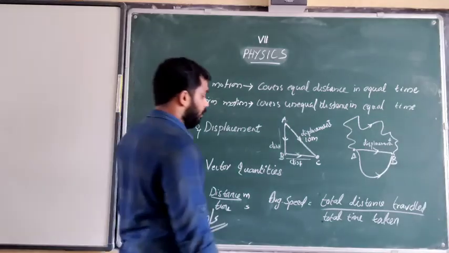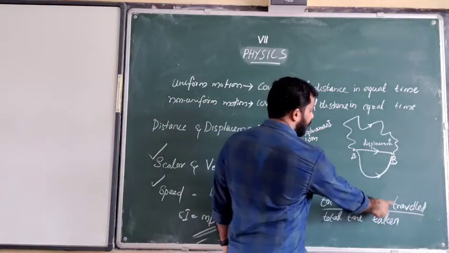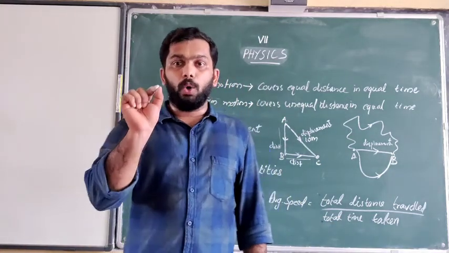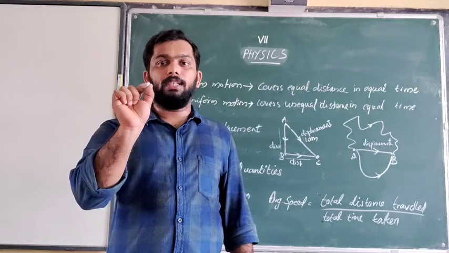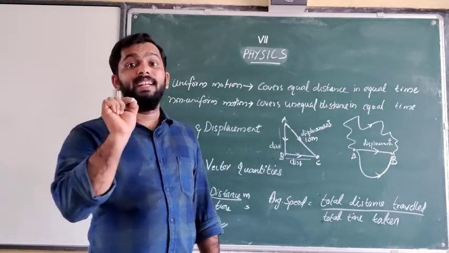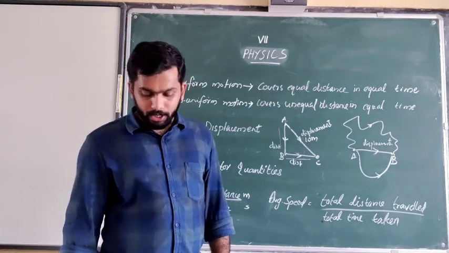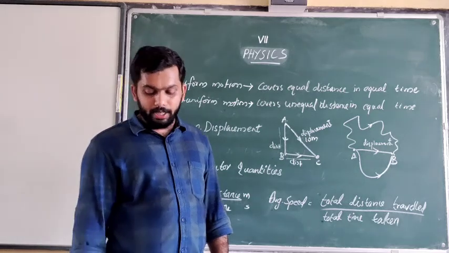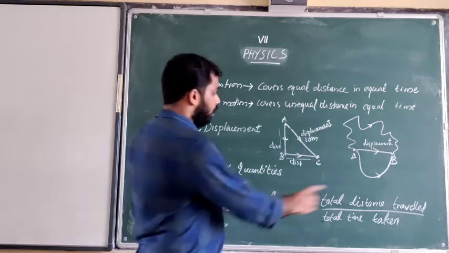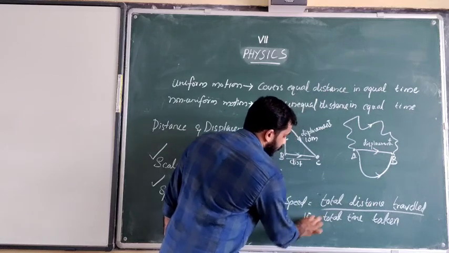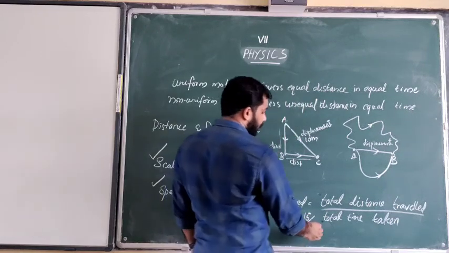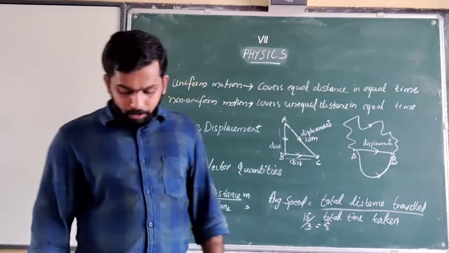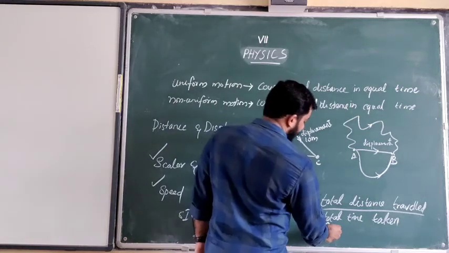So how do we calculate average speed? Average speed is the total distance traveled by an object divided by the total time taken to cover that distance. Some examples are given in the textbook. Calculate the speed of an object if it covers a distance of 15 meter in 3 seconds. The total distance is 15 meter in 3 seconds. Average speed is equal to 15 by 3, which is 5 meter per second.